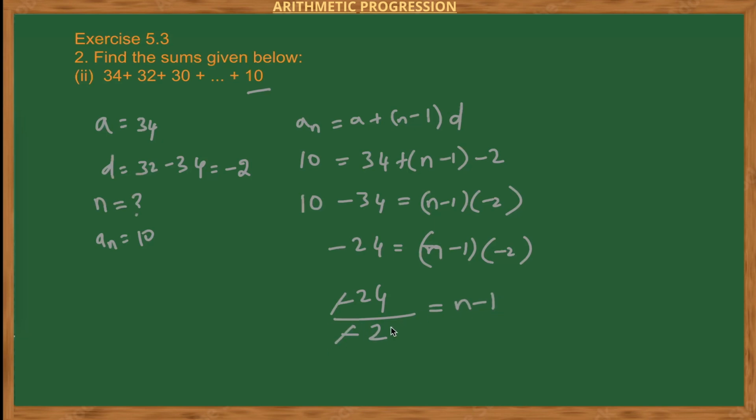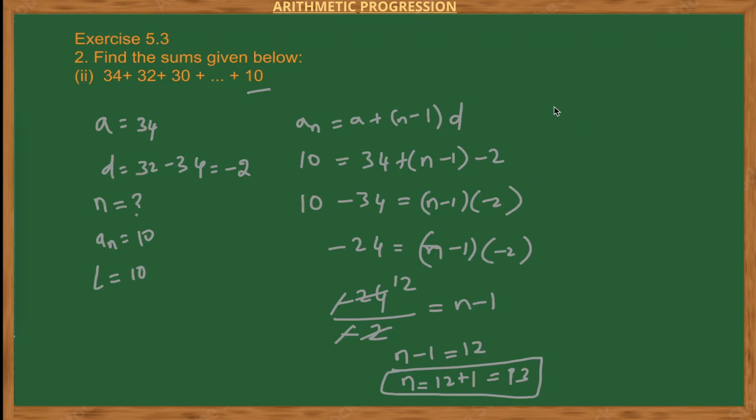Minus minus gets cancelled. 2 ones are 2, 2 twos are 4, so 12. N minus 1 is equal to 12. Let's bring this minus 1 here. It becomes plus, so N is 13. N is equal to 13. Now with this, can we find the sum when the last term is given? The last term is given as 10.